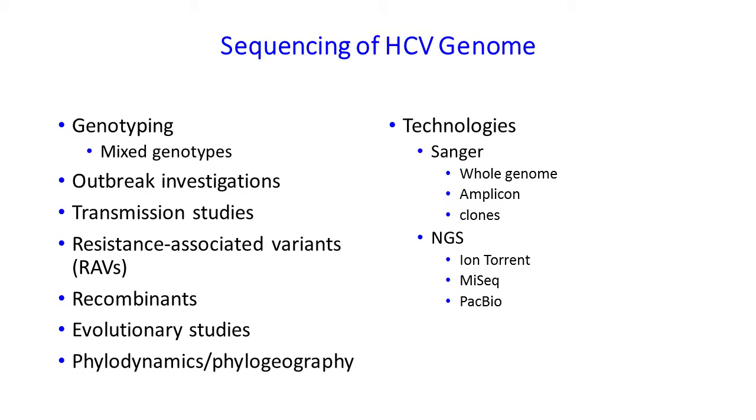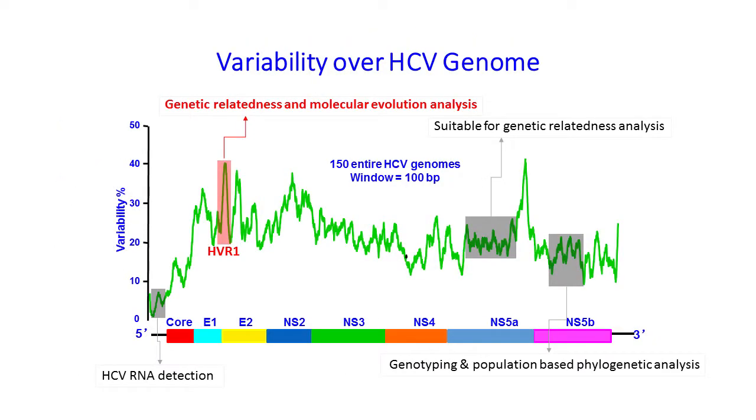Additionally, rates of evolution or evolutionary studies tracking the spread and evolution within populations and over the globe can be achieved via sequencing. As I stated in the previous slide, different portions of the HCV genome have vastly different degrees of variability. More conserved regions, such as the 5' UTR, are most suitable for the detection of HCV RNA since differentiation between genotypes is minimal in this region.